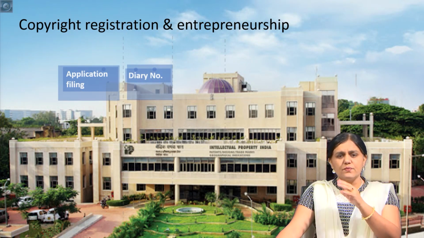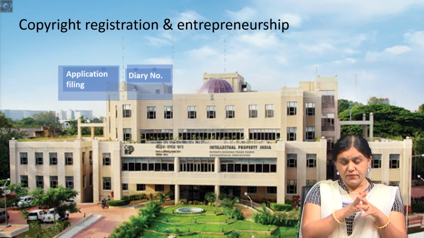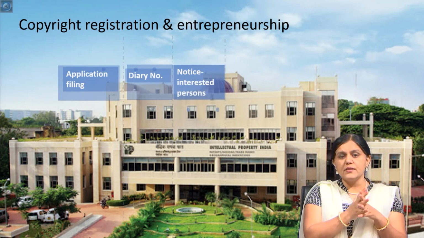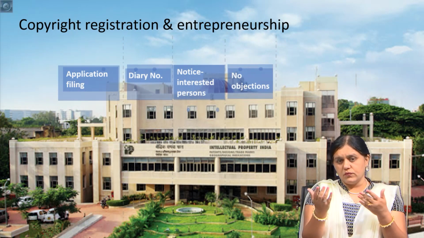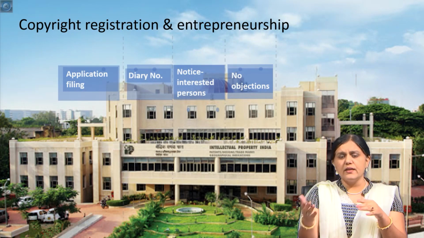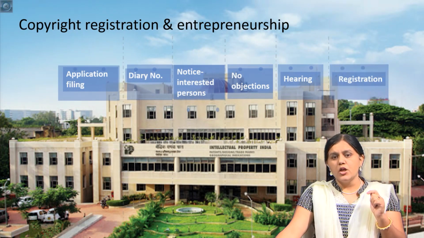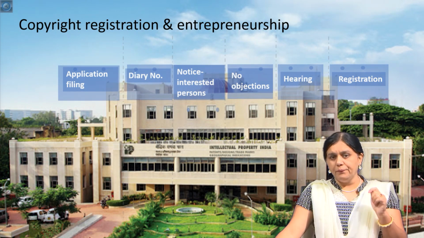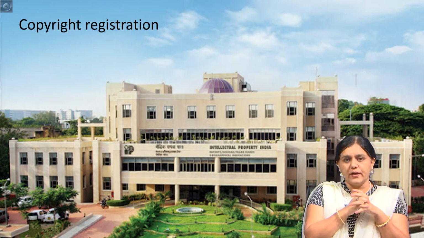Okay. Then the next step, we will go into the details, is a notice, which will be served to any interested person. And if no objection is there, then obviously the registration will happen, but if an objection is there, then a hearing is held, and after the hearing the registration will happen. Okay. So, we have to go now into more detail of that particular copyright registration. So, filing of a copyright.